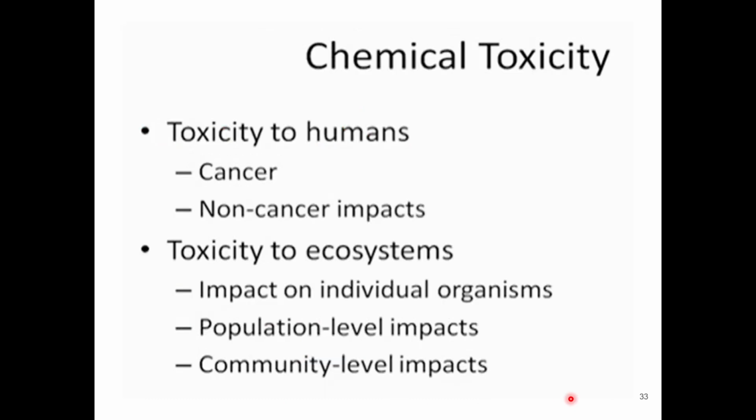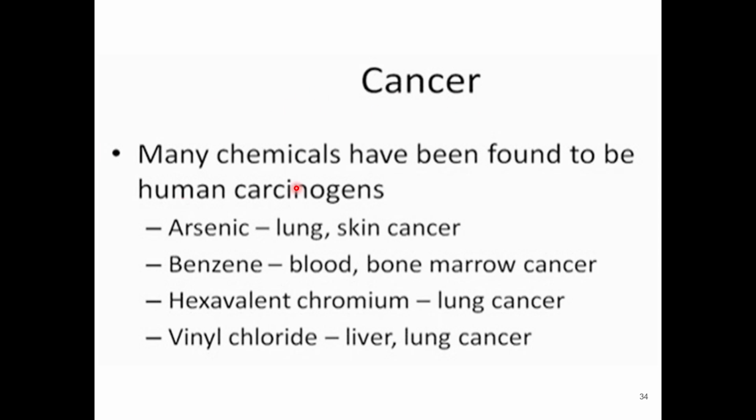So the chemical toxicity, this is toxicity to humans, and they can be cancer or non-cancer impacts. And there can be toxicity to ecosystems, that is impact on individual organisms, population level impacts, and also community level impacts. Many chemicals have been found to be human carcinogens, such as arsenic, which causes lung or skin cancer. One is benzene, which results in blood or bone marrow cancer. One is hexavalent chromium, which results in again lung cancer. One is vinyl chloride, which is responsible for liver and lung cancer.